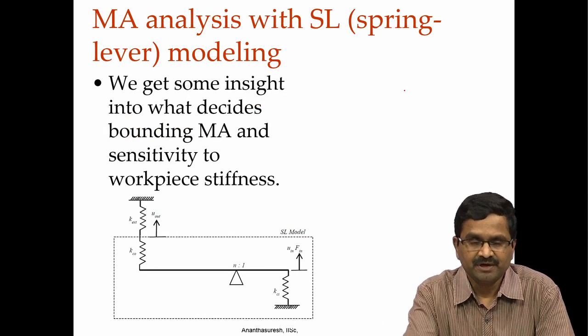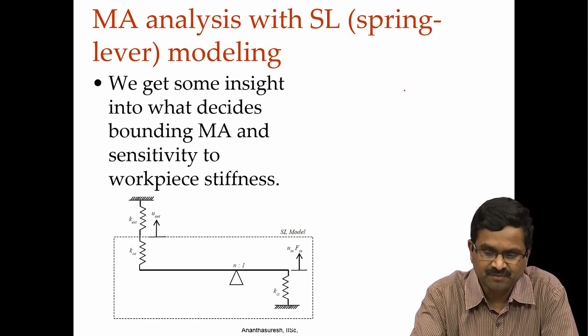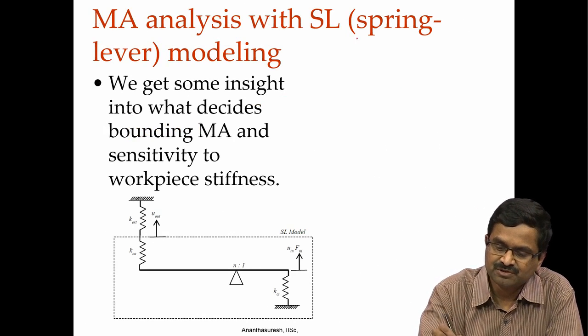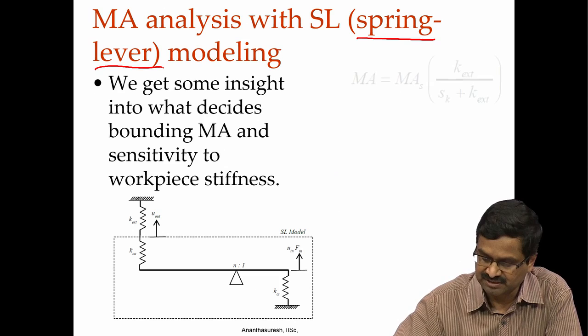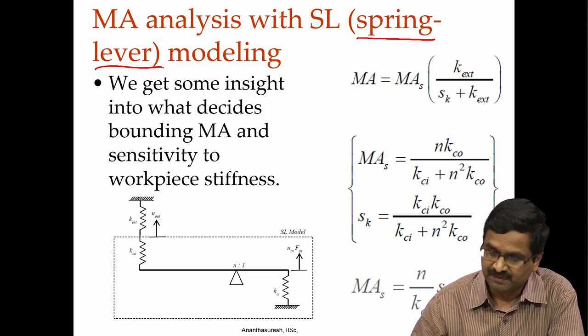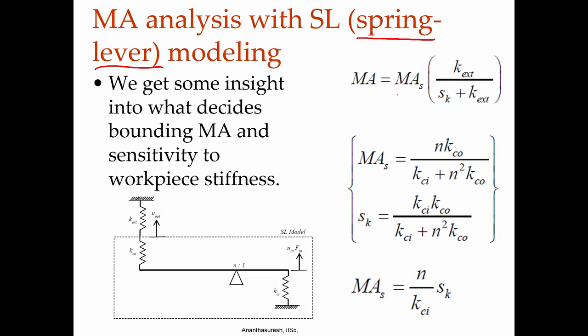So, another point about mechanical advantage, we are switching gears now. We also discussed that if we use the spring lever model, we can get some insight. This is what we had discussed in the last lecture. We are just reiterating that this mechanical advantage has a bounding component, and then there is a sensitivity coefficient to the K external, that is the workpiece stiffness, in 2 places. This is the workpiece. So, the workpiece has some stiffness. It is nice if you have a compliant mechanism whose mechanical advantage does not depend on the workpiece stiffness.